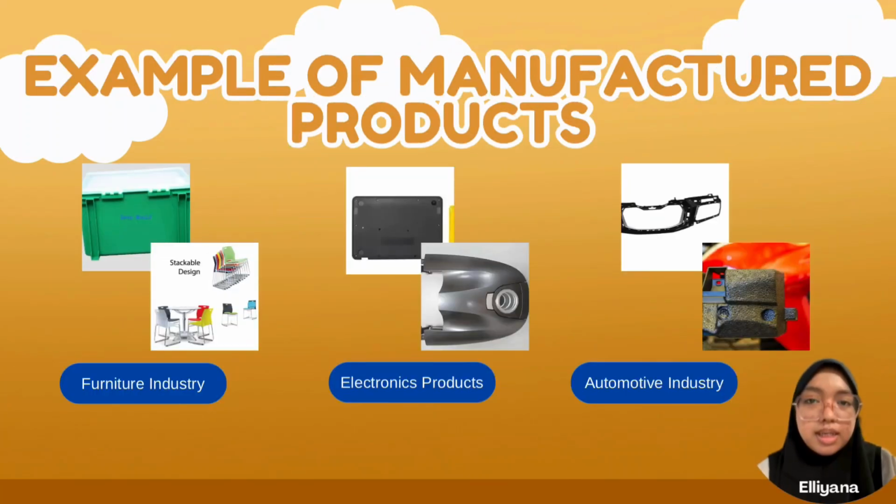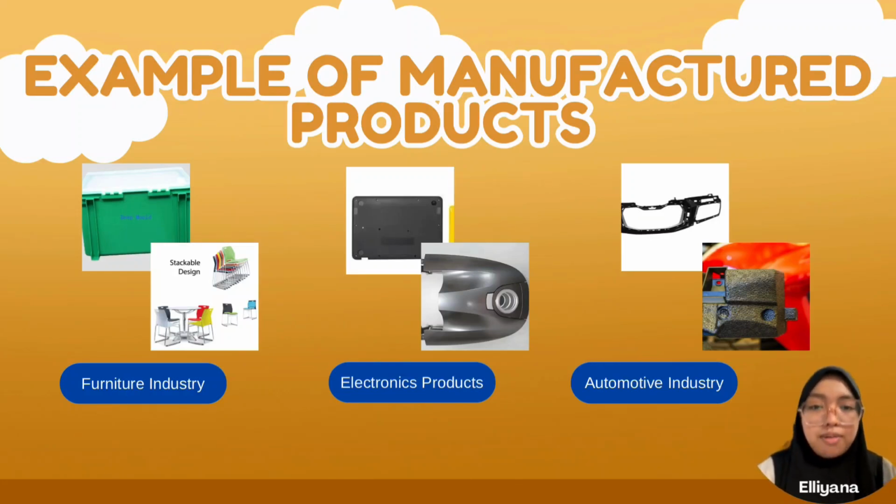This slide shows some examples of products manufactured using foam injection molding. The first one is the furniture industry, where foam injection molding is used to manufacture products such as plastic chairs, tables, and storage containers. The foam structure reduces the product weight, making it easier to move and transport while being strong enough for everyday use. Next is the electronic industry, where the process is used to produce laptop casings, printer housings, and electronic covers. The lightweight structure can help reduce material usage and product weight while also providing a good surface finish.